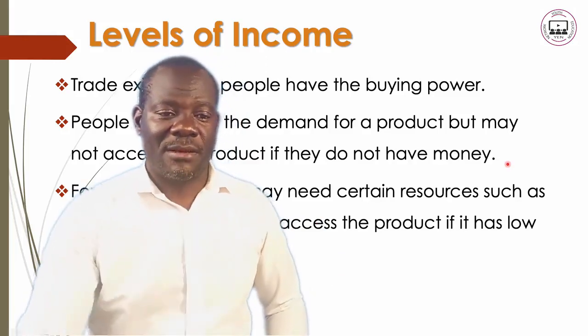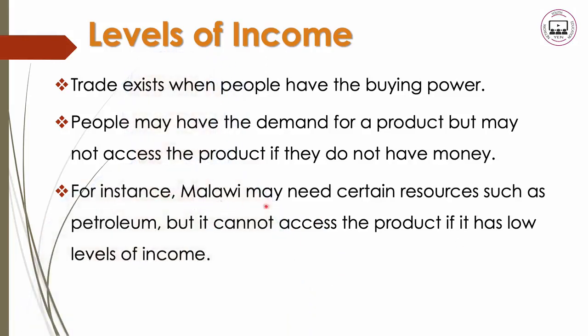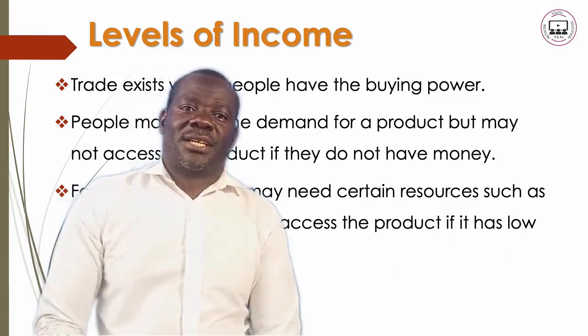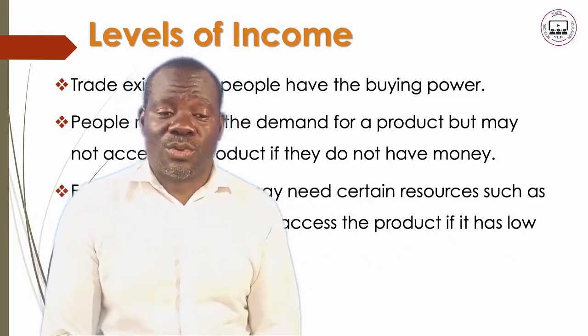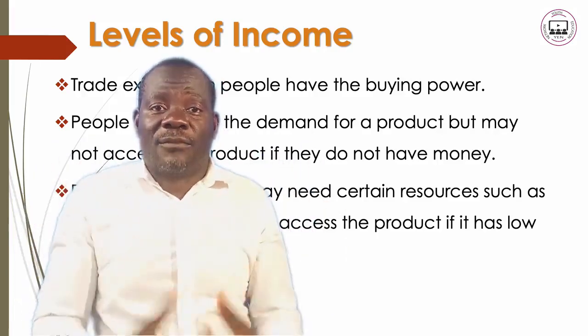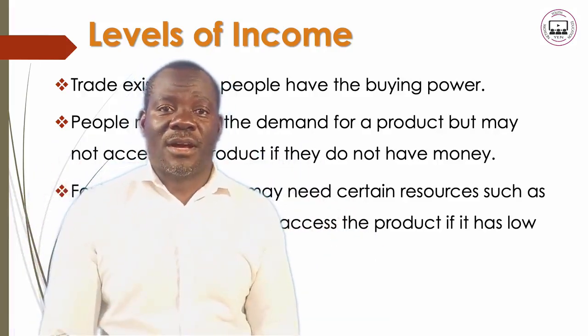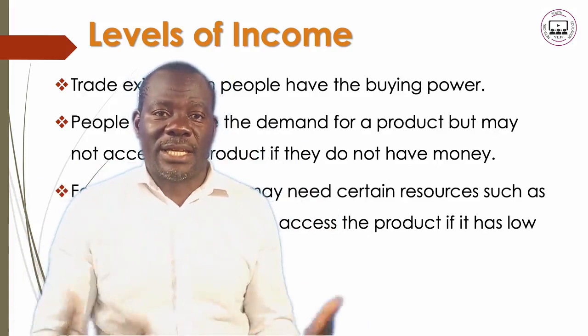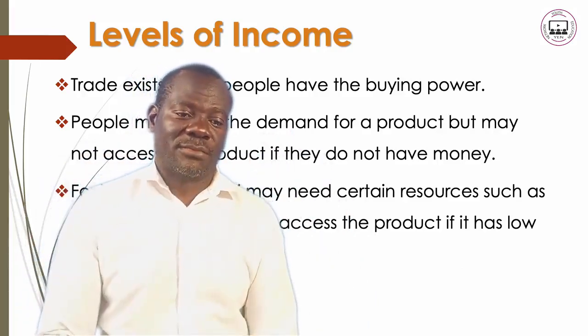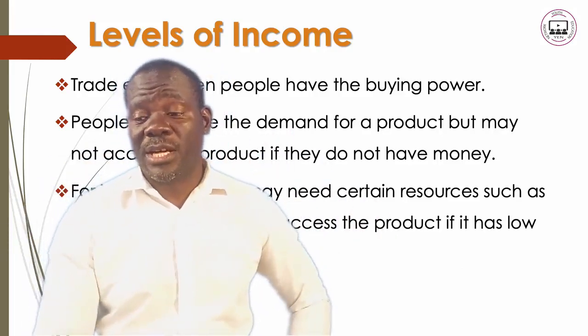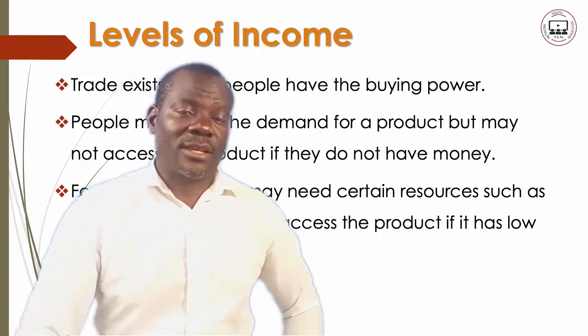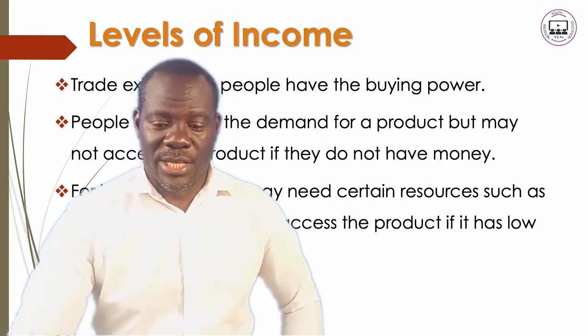You need the product, but you cannot buy it because you don't have the buying power, which is money. For instance, Malawi may need certain resources such as petroleum, but it cannot access the product if it has low levels of income. So we see that Malawi cannot buy petrol if it doesn't have the capacity to buy it. So levels of income determine trade as well.